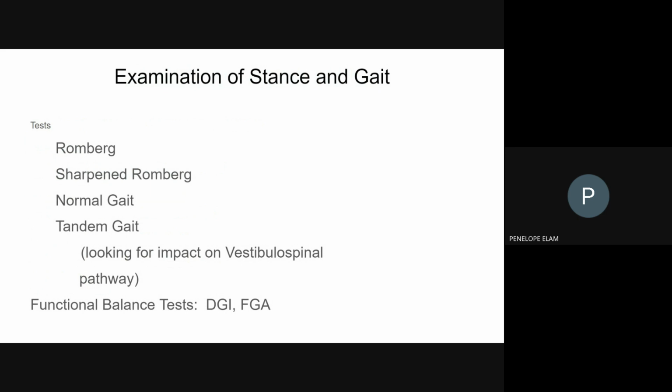But we can't forget about the fact that the person still is going to have their function impacted based on the vestibular dysfunction that they're having or the hypofunction that's occurring. So we still want to look at their stance as well as their gait. So we're going to look at balance. We may do things such as Romberg, sharpened Romberg, obviously gait analysis, tandem gait. DGIs are usually really great. FGAs, because they add the vestibular component of the head turns and everything, even your mini BEST. So those would all be great tests to think about when you're looking at somebody with a vestibular disorder.